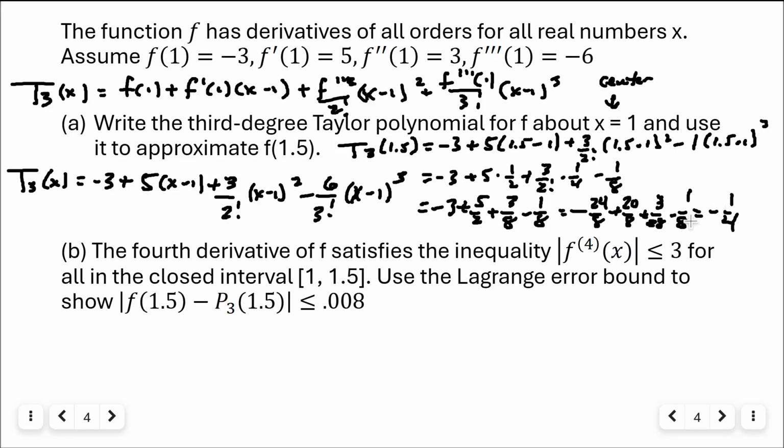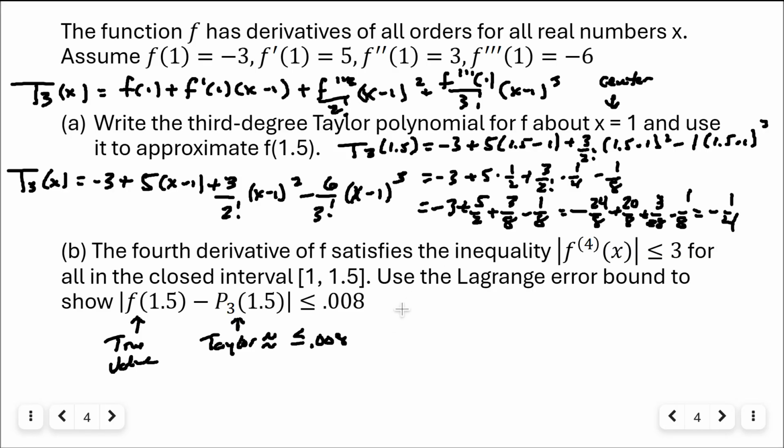Okay, now the fourth derivative of f satisfies this inequality. The absolute value of the fourth derivative at x is less than or equal to 3 for all x in the closed interval 1 to 1.5. Use the Lagrange error bound to show that the absolute value of f of 1.5 minus P sub 3 of 1.5 is less than or equal to 0.008, or 8 thousandths. Okay, so now what I'm showing is f of 1.5, that's the true value, minus the Taylor approximation that I got previously, and that's going to be less than or equal to 0.008.